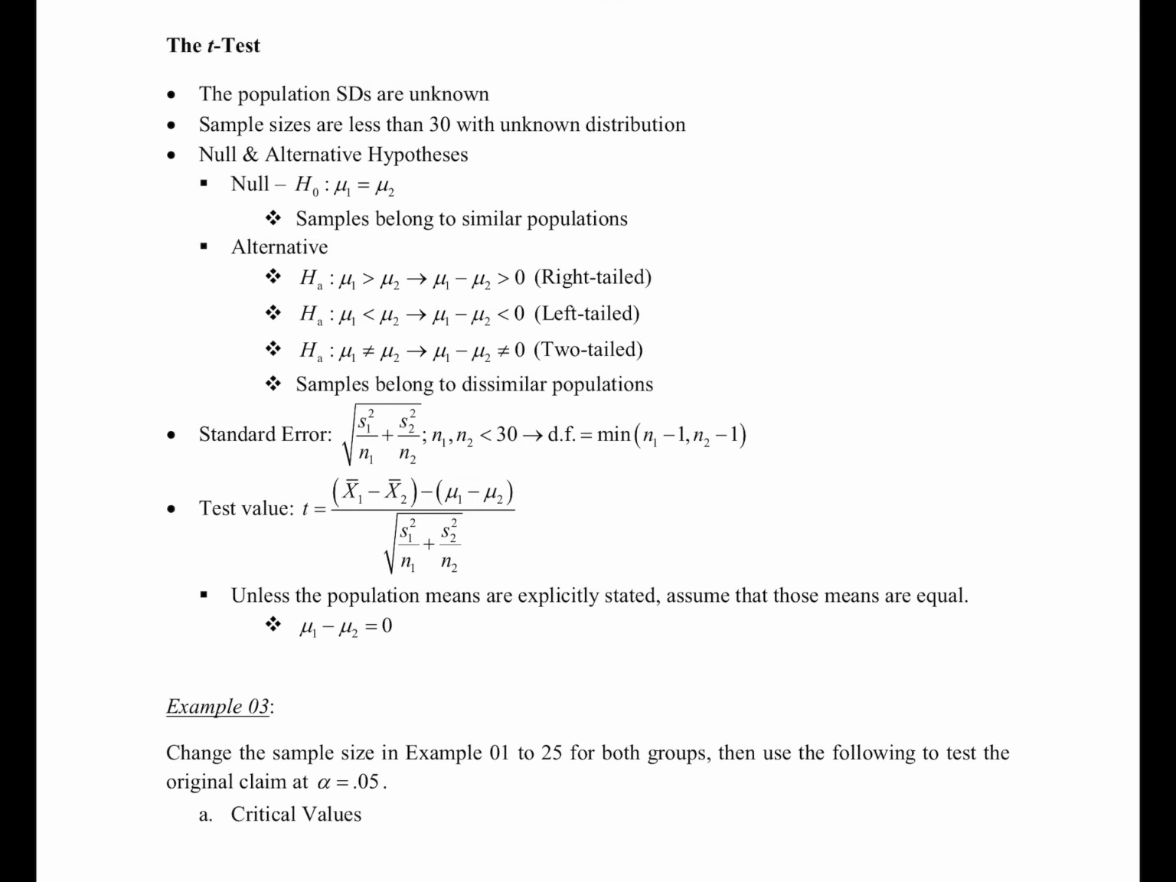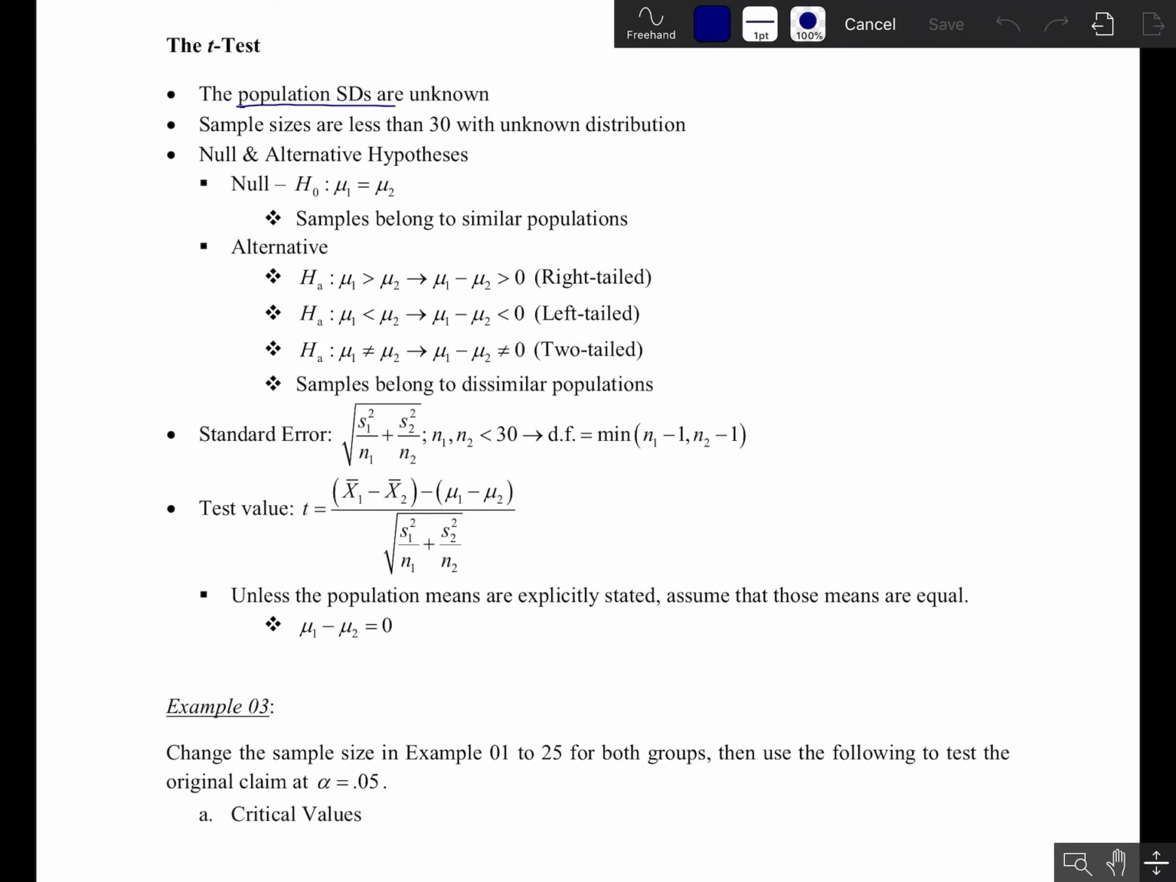Okay, so lastly, we're going to talk about how to do this with the t-test. This is what you use whenever you don't know the population standard deviations and whenever you have small sample sizes. So it's the same sort of criterion that we used in the previous sections to decide whether we could use the usual z-test or this non-standard t-test.